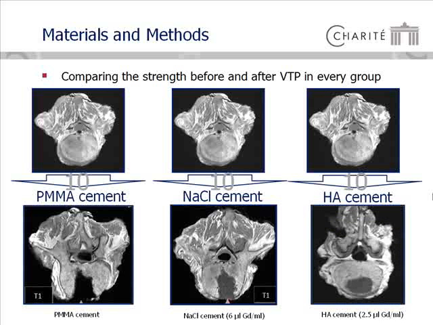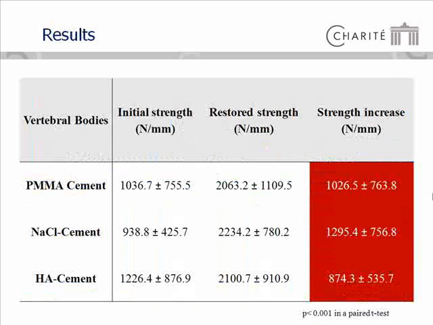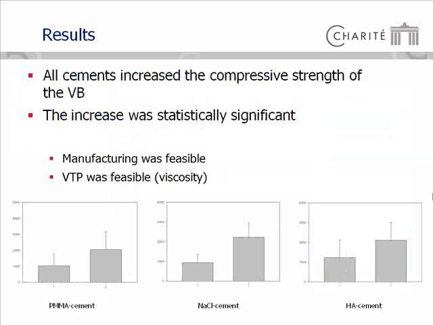Here you see the pictures at the bottom with the cements in the normal T1 sequences. The results were that the initial strength of the vertebral body was about 1,000 Newton per millimeter, and it rose in every group by about another 1,000 Newton per millimeter, up to 2,000 Newton per millimeter. These results were highly significant for all groups, so all cements raised the compressive strength of the vertebral bodies.